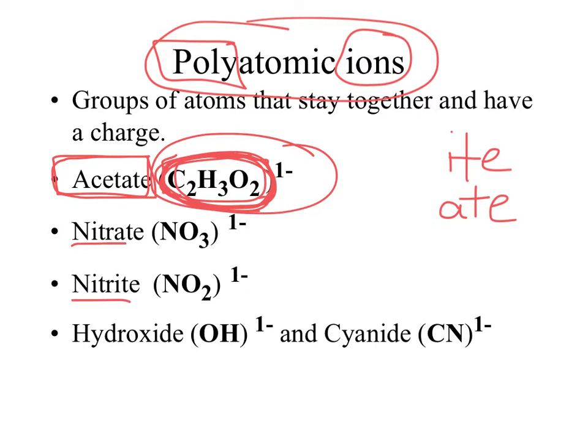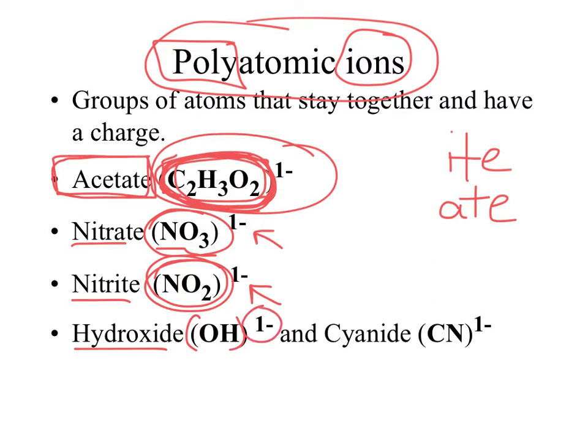Something like nitrate versus nitrite. They sound very similar, but they are slightly different. Nitrate is NO3, and when they're stuck together, it has a -1 charge. Nitrite is NO2, so it always has 1 nitrogen and 2 oxygens stuck together, and it has a -1 charge. Something like hydroxide has an oxygen and a hydrogen stuck together, and overall, it always has a -1 charge. Something like cyanide, which you've probably heard of before, is carbon and nitrogen stuck together. They put them in parentheses, but it always has a -1 charge.